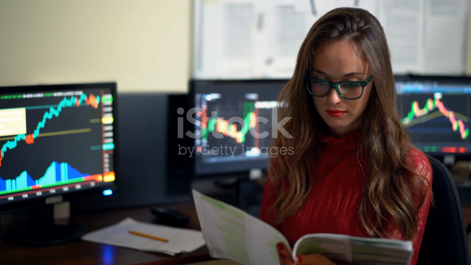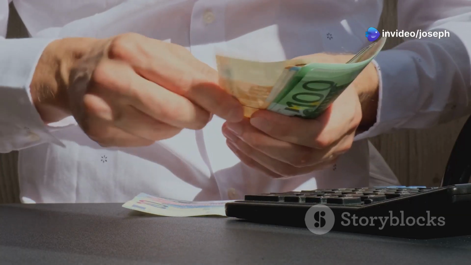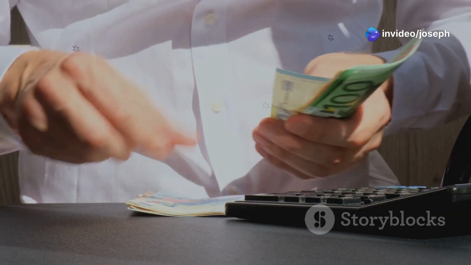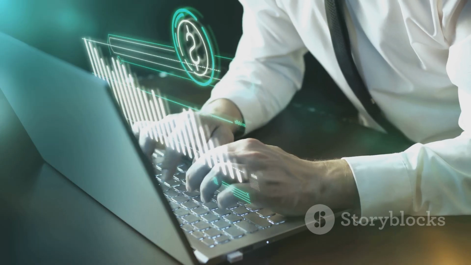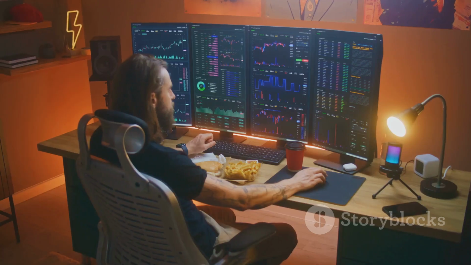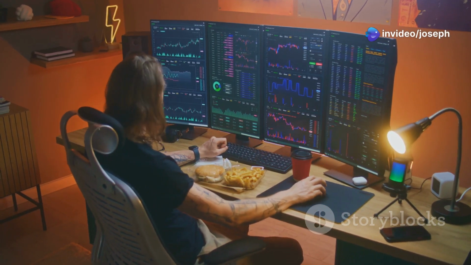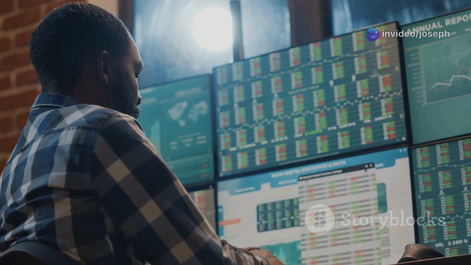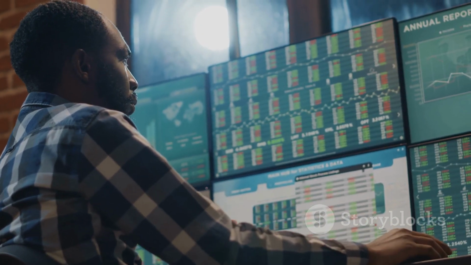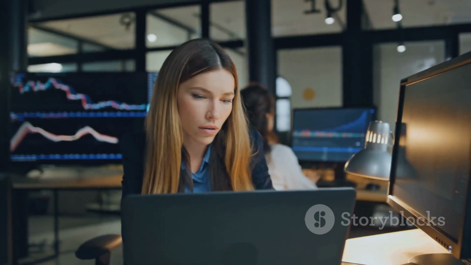Let's talk about risk management, the cornerstone of any successful trading strategy. Think of risk management as your financial seatbelt in the fast-paced world of Forex trading. It's not the most exciting part, but it's what will keep you in the game for the long haul. The golden rule? Never risk more than 1 to 2% of your trading capital on a single trade. This means if you have a $10,000 account, your maximum risk per trade should be $100 to $200. This way, even a string of losses won't wipe you out.